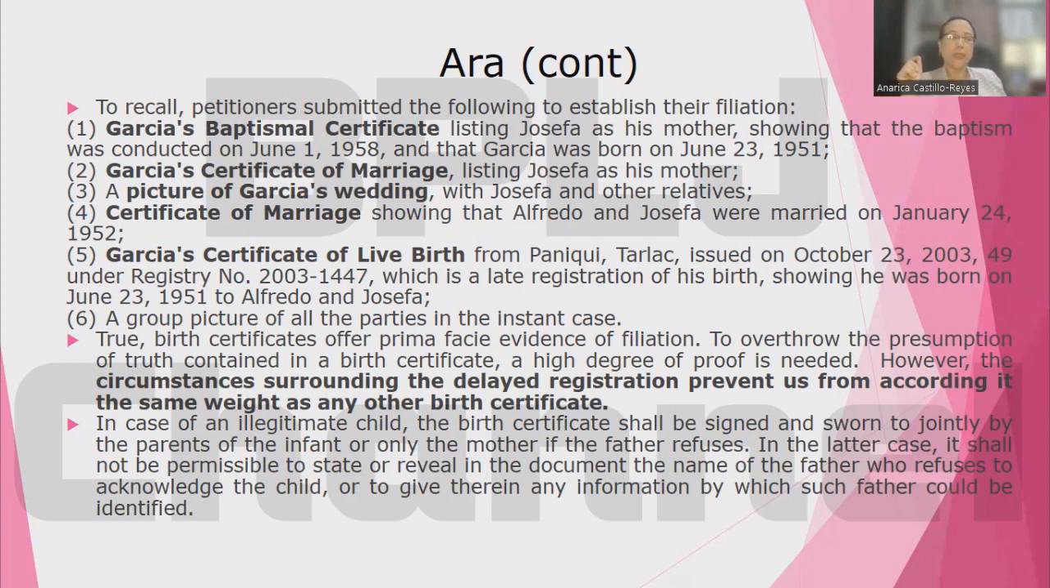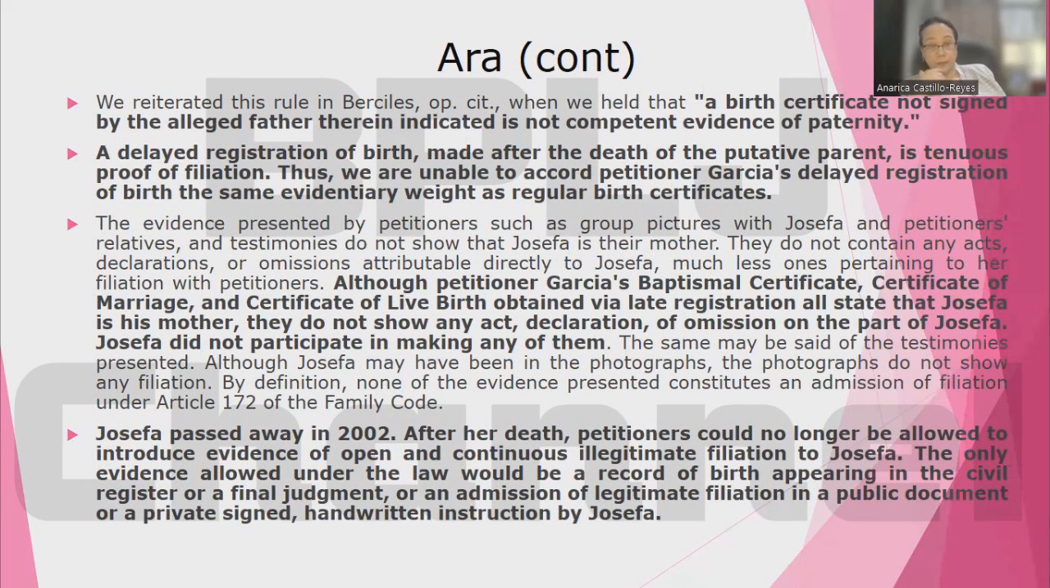According to the court, a birth certificate offers prima facie evidence of filiation. However, the circumstances surrounding the delayed registration prevent us from according it the same weight as any other birth certificate. In case of an illegitimate child, the birth certificate shall be signed and sworn to jointly by the parents, or only the mother if the father refuses. It shall not be permissible to state the name of the father who refuses to acknowledge the child, or to give any information by which the father could be identified.